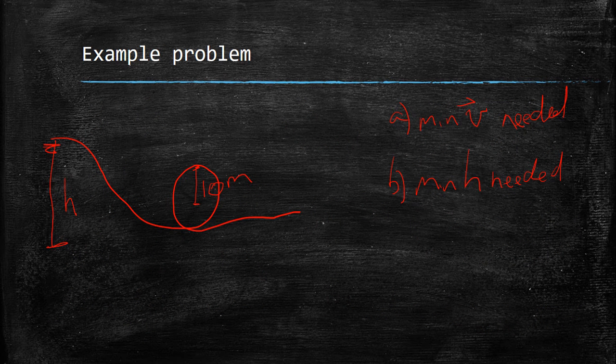And so here we have a little loop-de-loop. No drawing of the cart this time, I'll just add it in. A little man again, he's keen. And we have a radius of 10 meters. So the first question is asking, what's the minimum velocity required in order for him to make this loop, and what's the minimum height needed at the beginning to achieve that velocity?